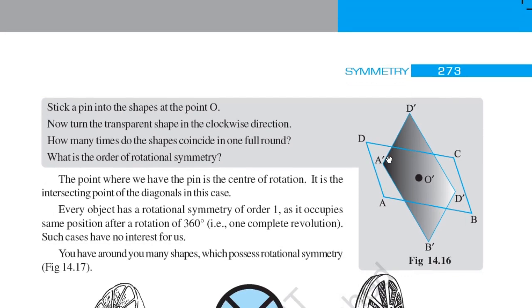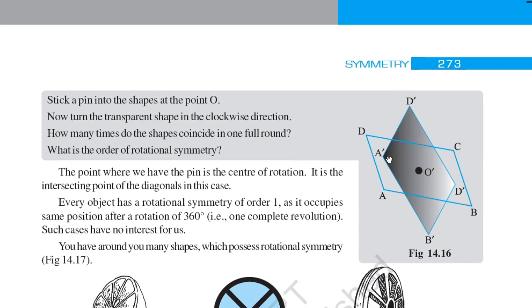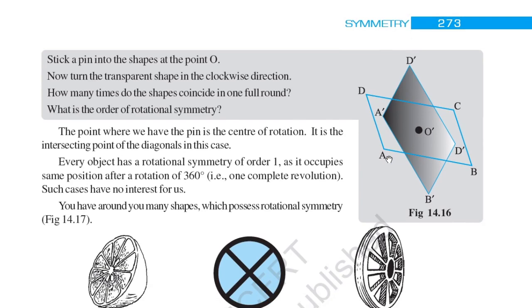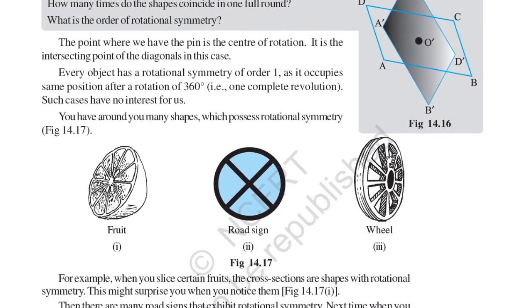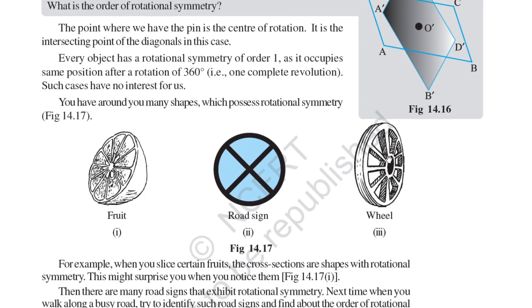Stick a pin into the shapes at the point O. Now turn the transparent shape in the clockwise direction. How many times does the shape coincide in one full rotation? What is the order of rotational symmetry? So you can see here the point where we have the pin is the center of rotation, which is the intersecting point of the diagonals in this case. Every object has a rotational symmetry of order 1 as it occupies the same position after a rotation of 360 degrees, that is, one complete revolution. Such cases are of no interest to us.